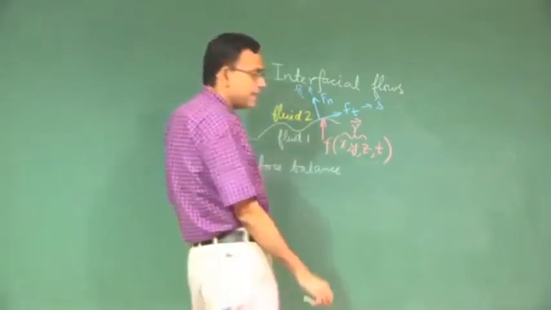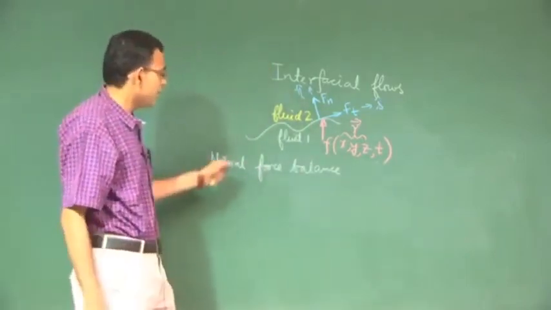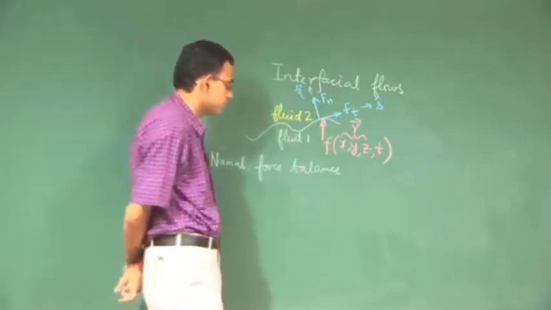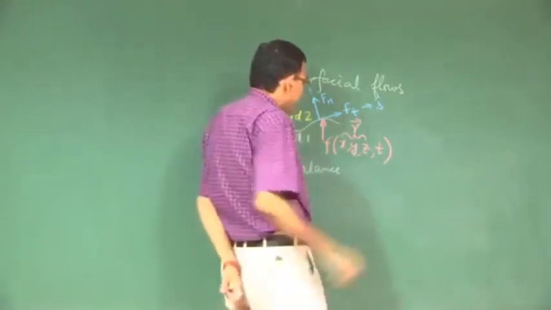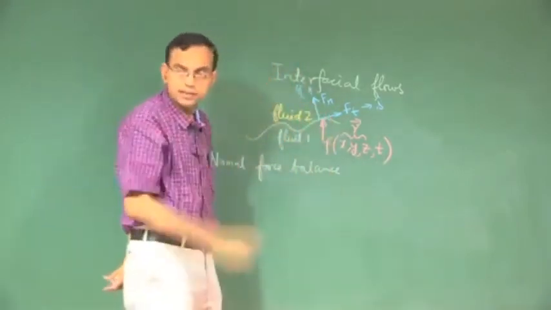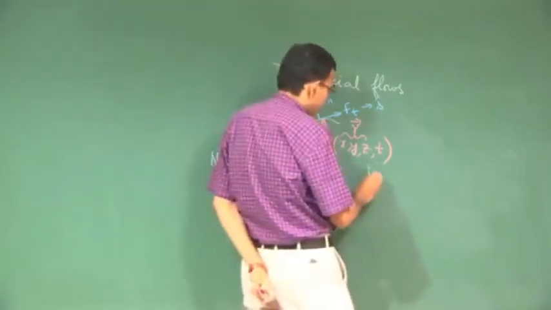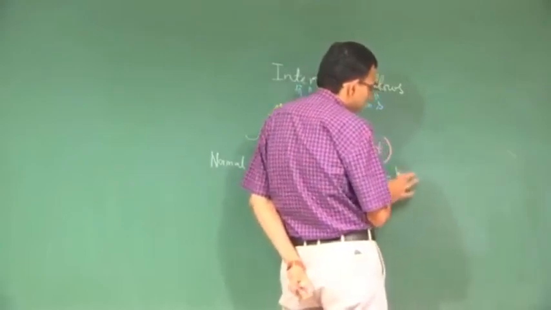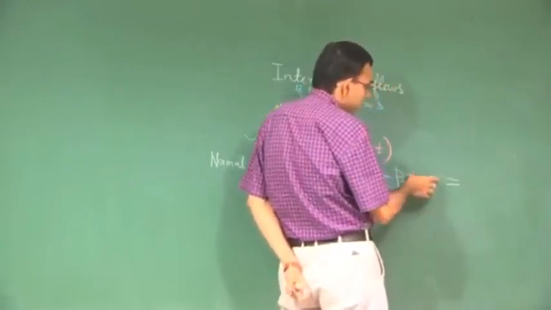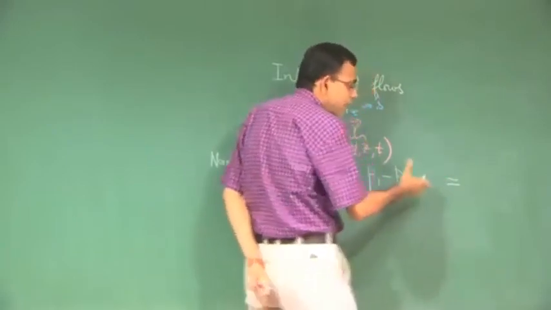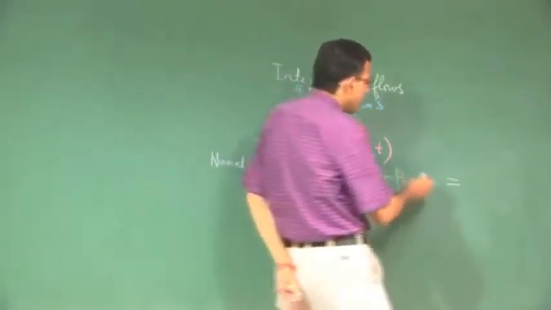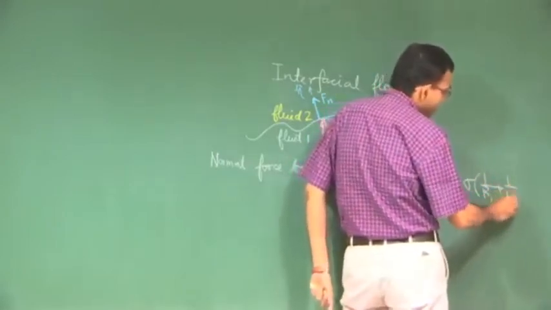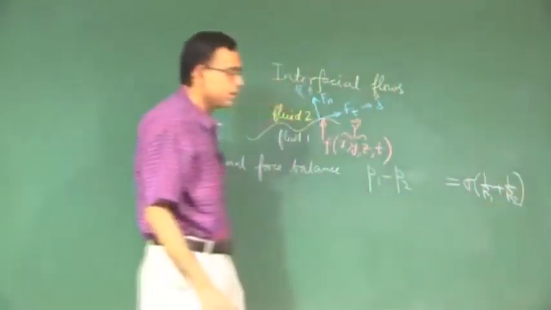So, normal force balance, what can we say so far as the normal force balance goes. If the fluid is static, then the pressure difference P1 minus P2 is given by, I am writing a little bit keeping some space, because if it is dynamic we need to add some terms. So, P1 minus P2 is equal to sigma into 1 by R1 plus 1 by R2.